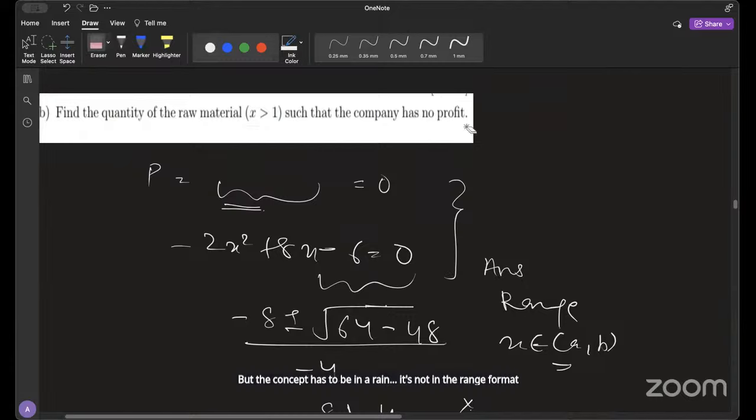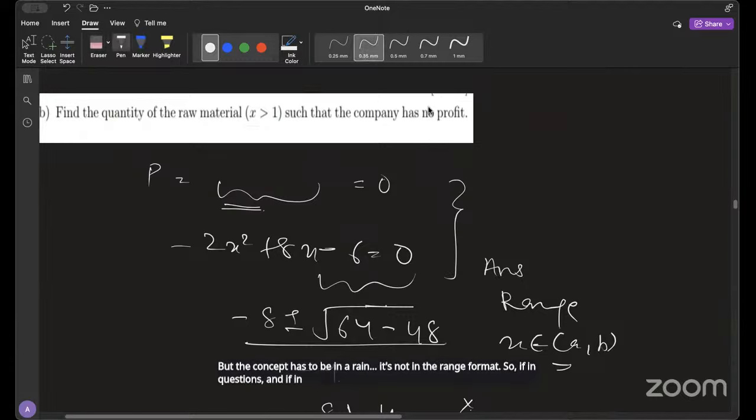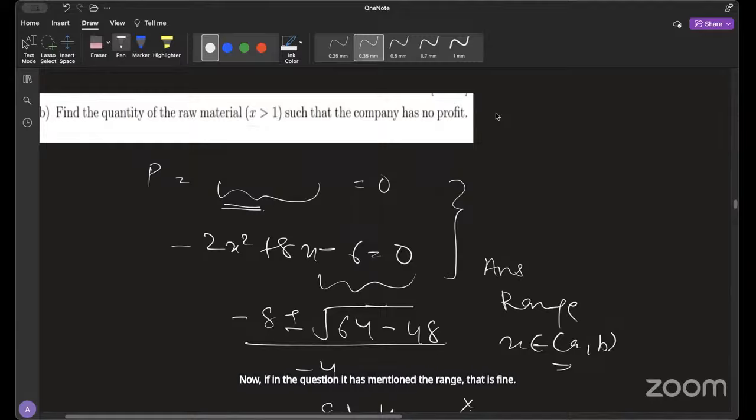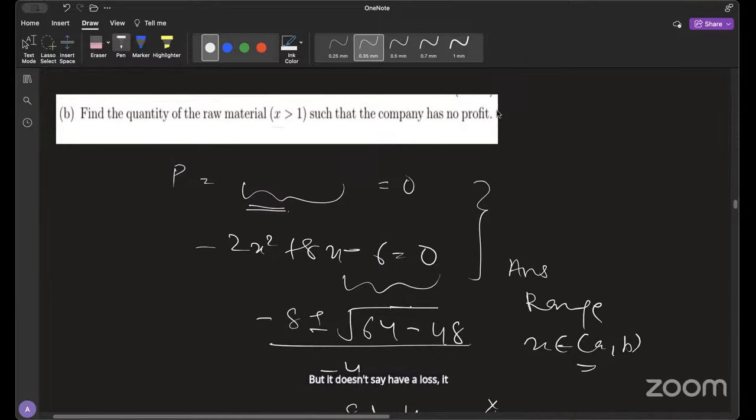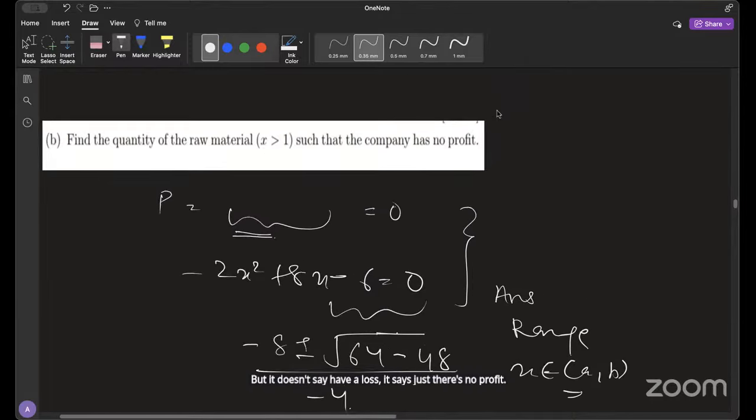If in the question it has mentioned the range, that is fine. They have only mentioned the function, and the function can be negative. If it is negative, the profit can be negative. So my point is quite valid here, ma'am. But it doesn't say there's a loss. It says just there's no profit. No profit means it's a loss also.